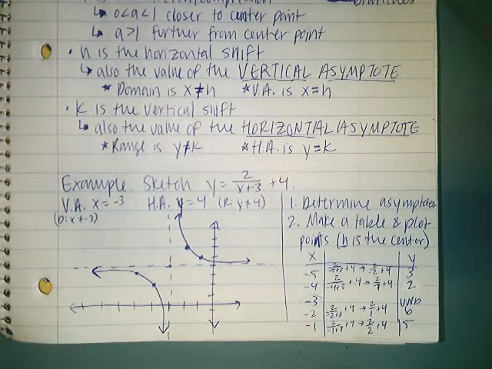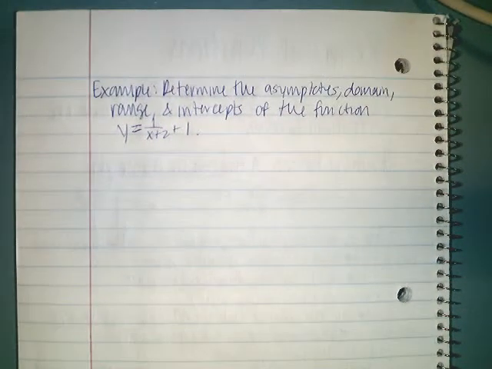So there's our sketching a reciprocal function. Pretty straightforward. Find your asymptotes, make a table, plot your points, sketch it out. Last thing I want to do really quickly is go over finding the x and y intercepts. So our last example that we're going to do together, I want us to determine the asymptotes, domain, range, and intercepts of the function y equals 1 over x plus 2 plus 1.